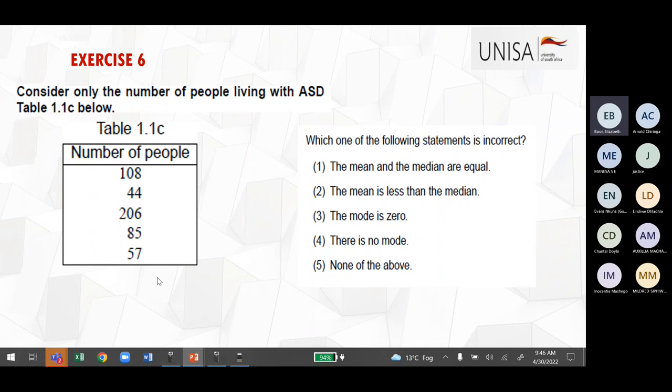Okay, consider the following. Consider only the number of people living with autism spectrum disorder, ASD, and the table is given below. So the numbers of people are 108, 44, 206, 85, and 57. Which one of the following statements is incorrect? Now, this is what we did last week. So it means you need to find the mean, the median, answer the question, and also find out whether the mode is correct or not. We're going to do this one together, and then the next one you do on your own.